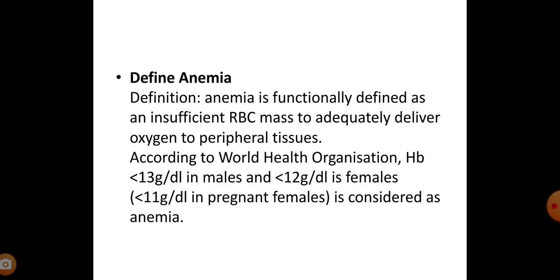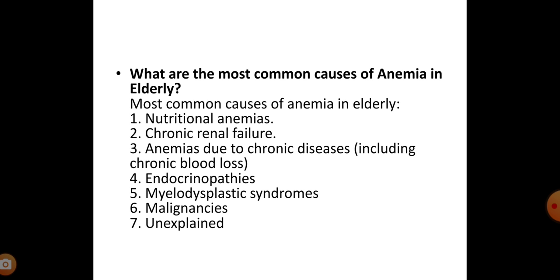Anemia is functionally defined as insufficient RBC mass to adequately deliver oxygen to the peripheral tissues. So according to WHO, when do you call it anemia? When the hemoglobin count is less than 13 grams per deciliter in males and 12 grams per deciliter in females. So what are the most common causes of anemia in the elderly? So these are the causes of anemia.